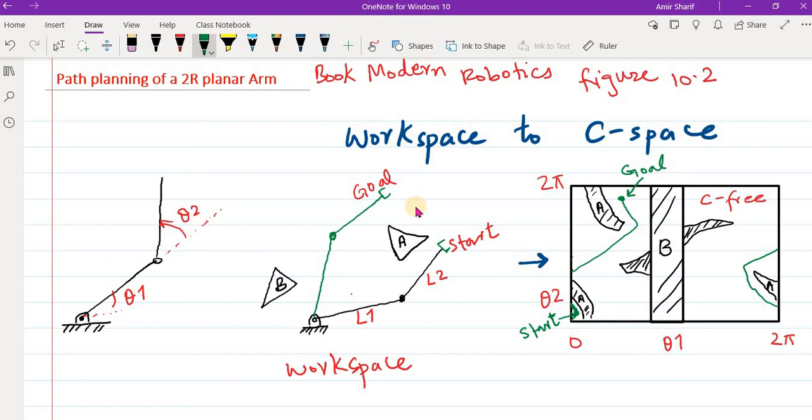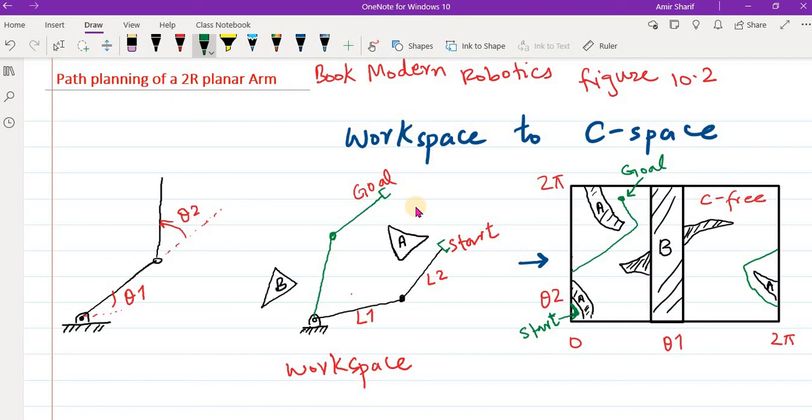So this is how we do the path planning or motion planning of a 2-link planar robotic arm. And this is how we do mapping from workspace to C space. Without this mapping, it will not work. Okay, you can do path planning only for the end effector, but it will only avoid collision of the end effector, but there is a chance that your links will still collide. That's why you always have to convert the workspace into your C space, map the obstacles, and then do motion planning.